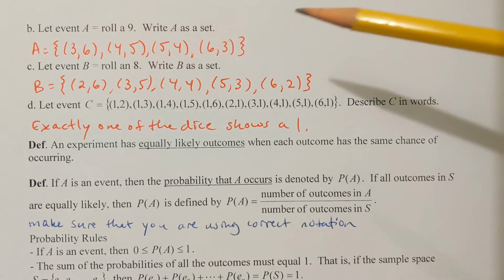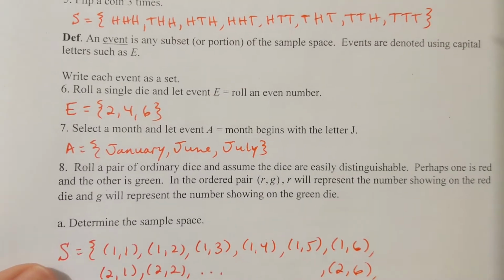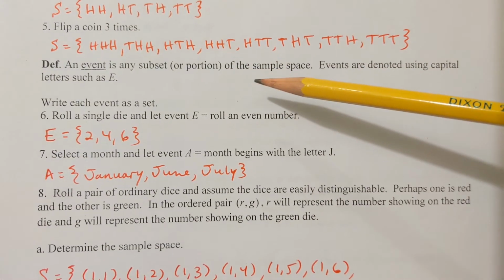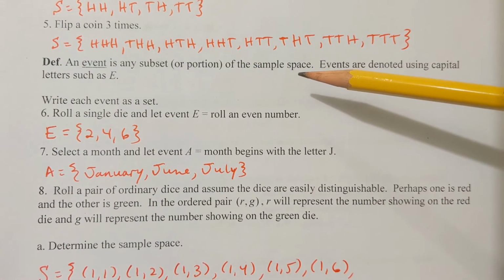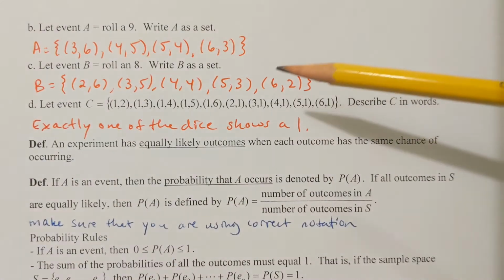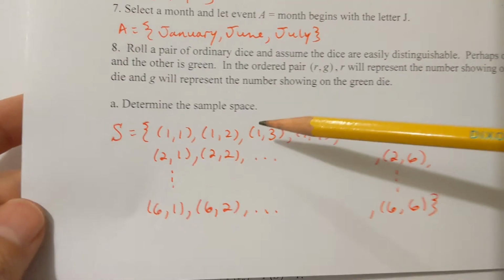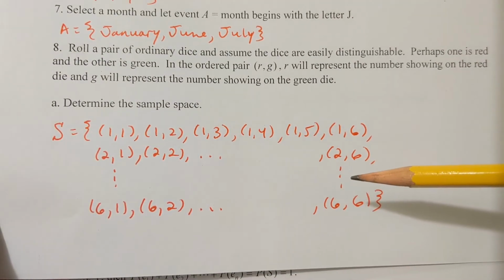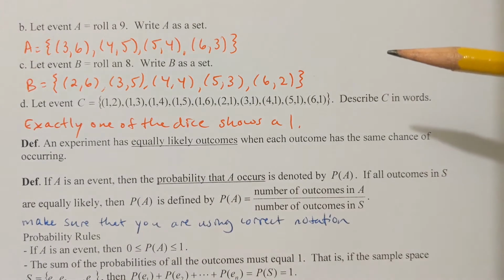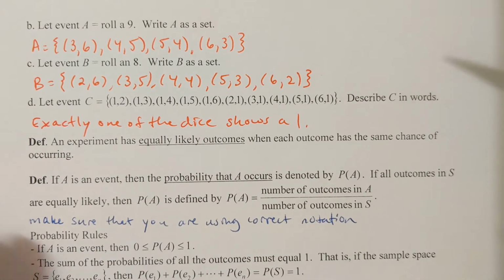And by the way, an event, as said in the definition, is any subset of the sample space. What's a subset? That's a portion of the sample space. So every element that I've got listed in event A can be seen in the bigger set, set S. Be sure that always happens. You're not going to have events that are not part of the sample space.